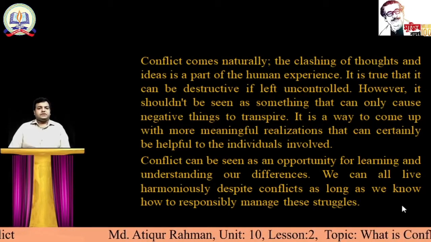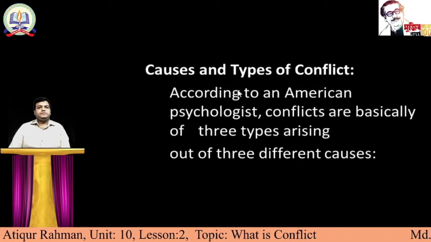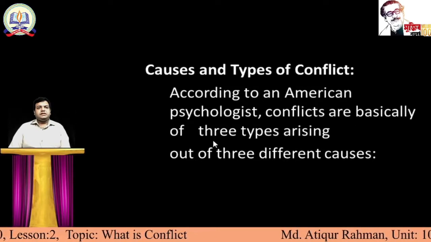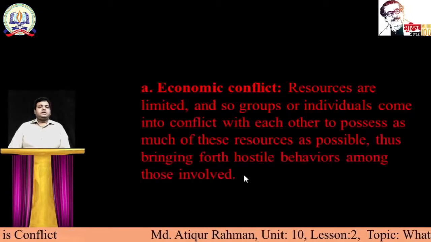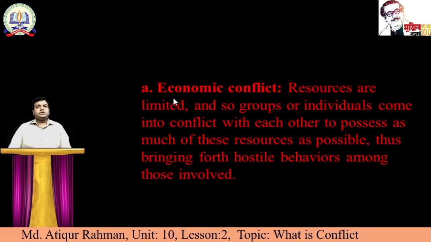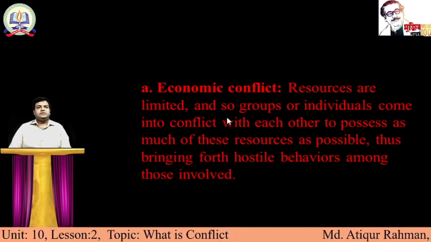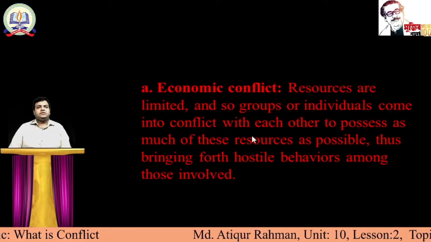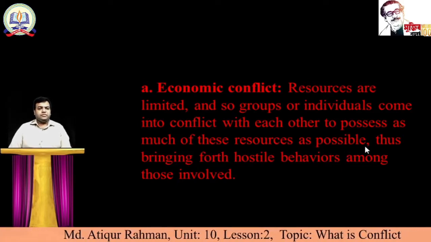Causes and types of conflict. Let's go to the text again. According to an American psychologist, conflicts are basically of three types arising out of three different causes. At first, it is seen that economic conflict. We know that resources in this world are limited. So, groups or individuals come into conflict with each other to possess as much of these resources as possible.